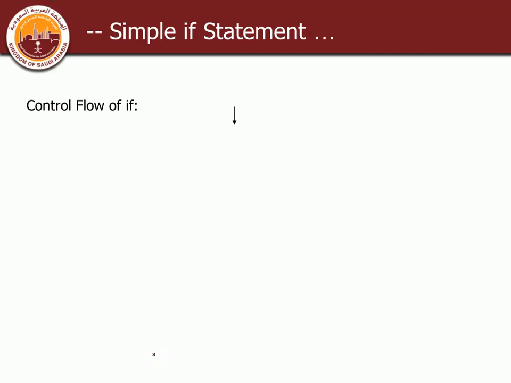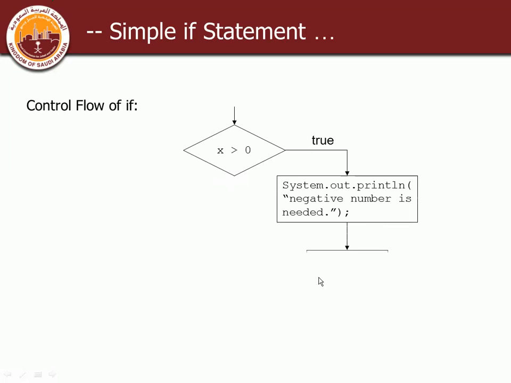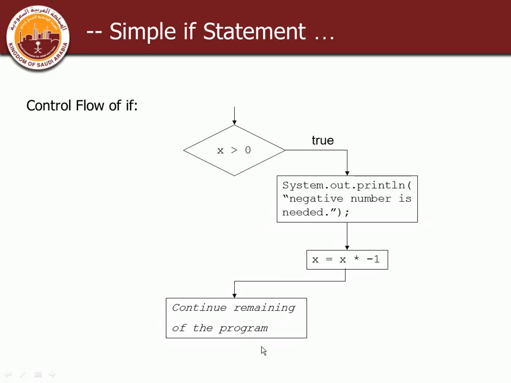So this is how the simple if works. We ask a question. If the answer to this question is true, we do something, and then we continue the program. If the answer to this question is false, well, there's nothing to do, so we just continue the program right away. There's nothing else to do.